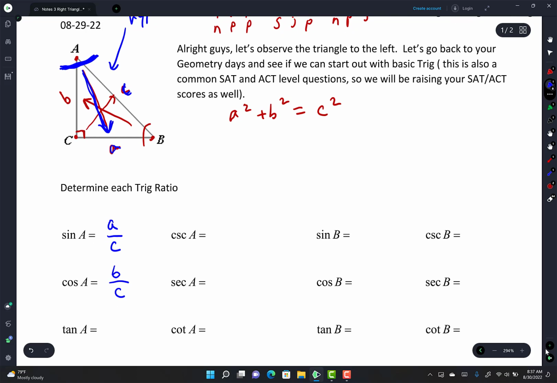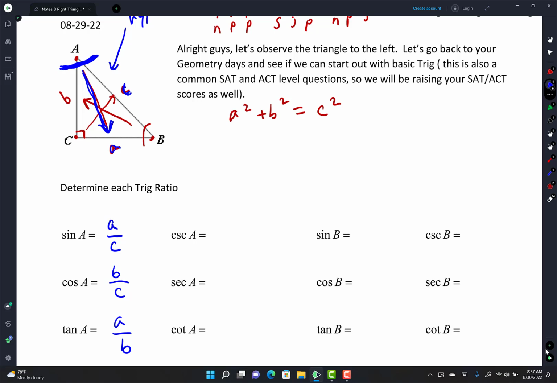Next, tangent. Tangent is opposite over adjacent. So opposite a over adjacent b. How do we feel so far? Nothing crazy, right? All right.